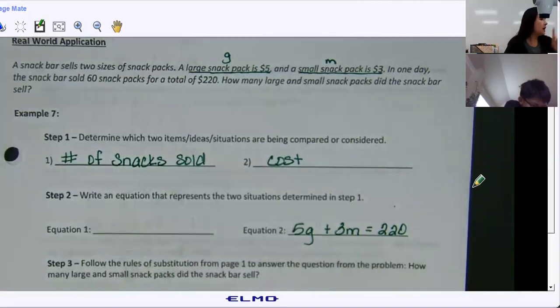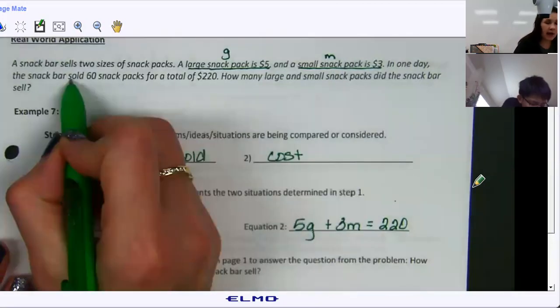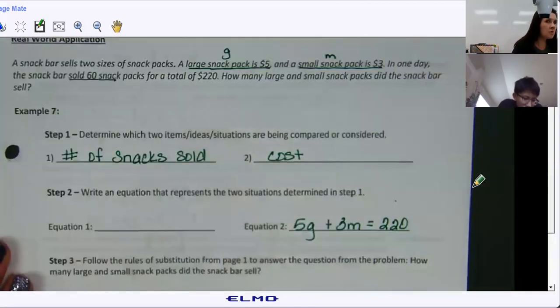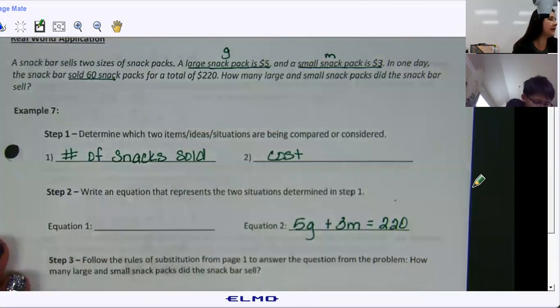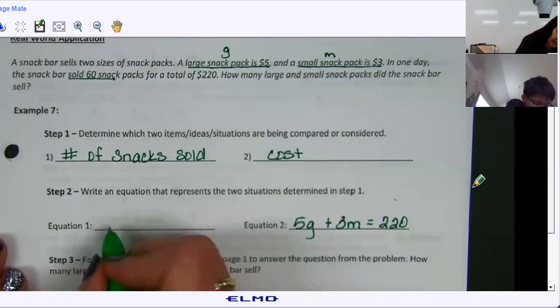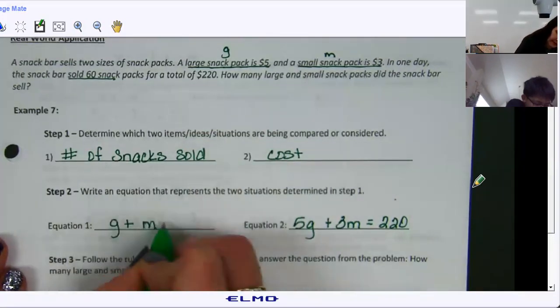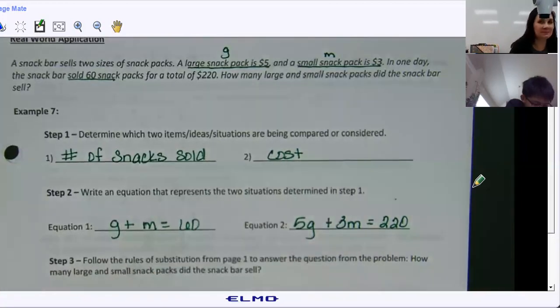But now we have to go over to the number. Now they tell us that they sold 60 packs, okay? So how would we come up with an equation like this? This one's a little bit different. It's still going to be in standard form, but anyone have an idea? AJ? How could you? G plus M equals 60. Okay. G plus M equals 60. There you go. Good job, Jaden.